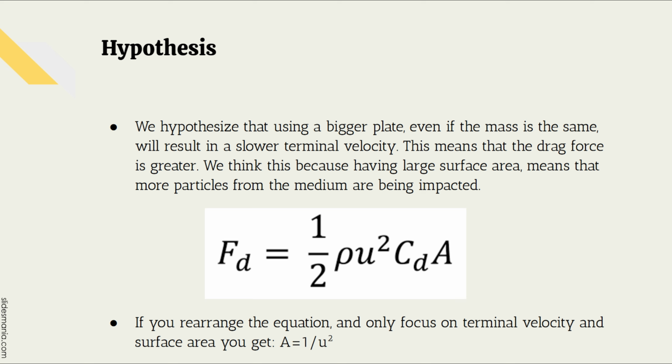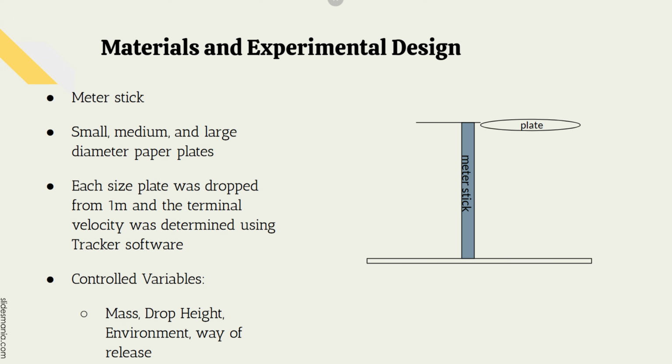We think this because having a large surface area means that more particles from the medium are being impacted. If you rearrange the force of drag equation and only focus on terminal velocity and surface area, you get area equals 1 over u squared. For our experiment, we used a meter stick against the wall, small, medium, and large diameter paper plates that were all the same mass, and each size plate was dropped from 1 meter, and the terminal velocity was determined using Tracker software. The controlled variables included mass, drop height, environment, and way of release.